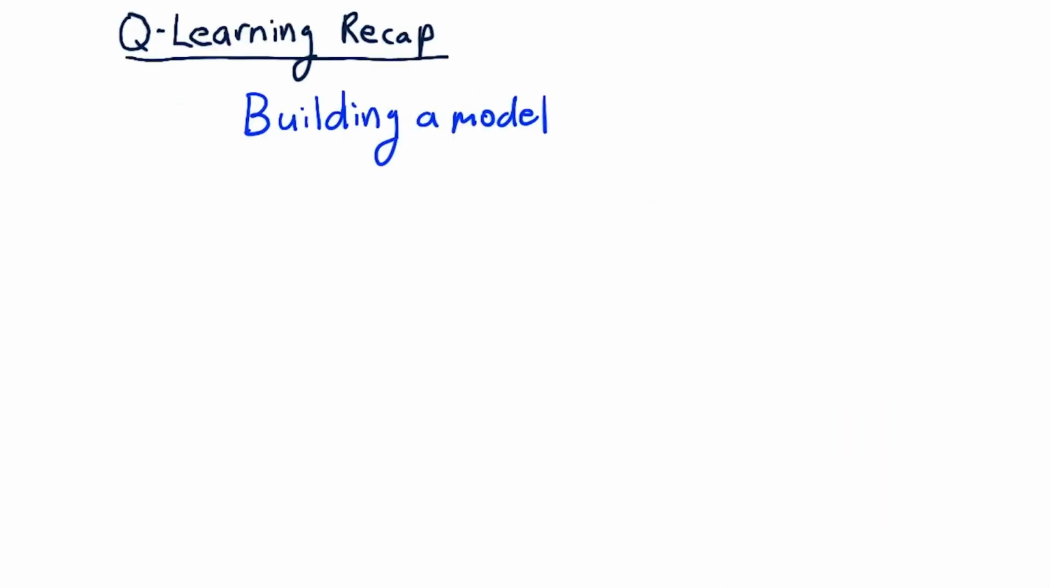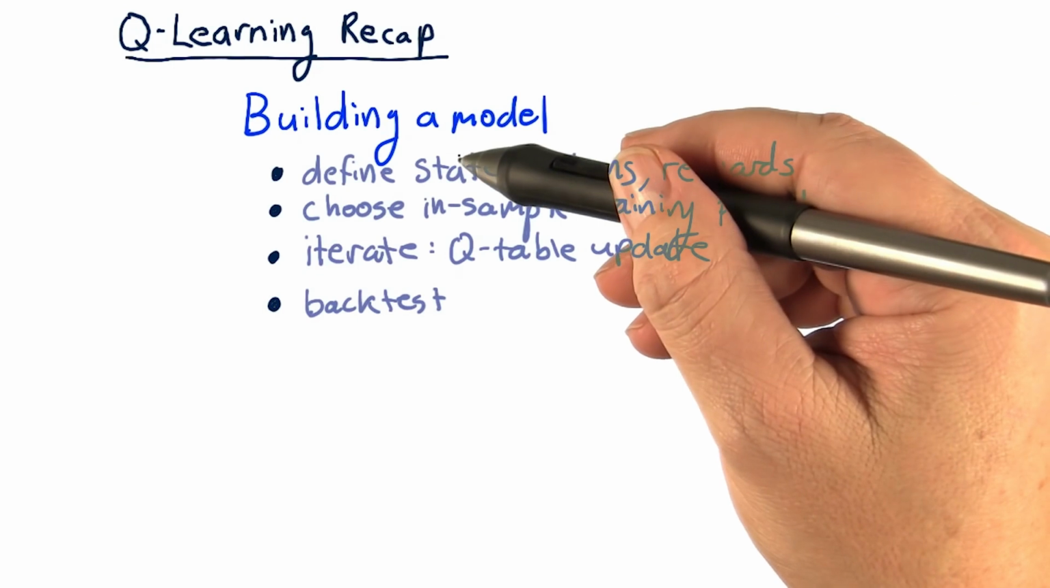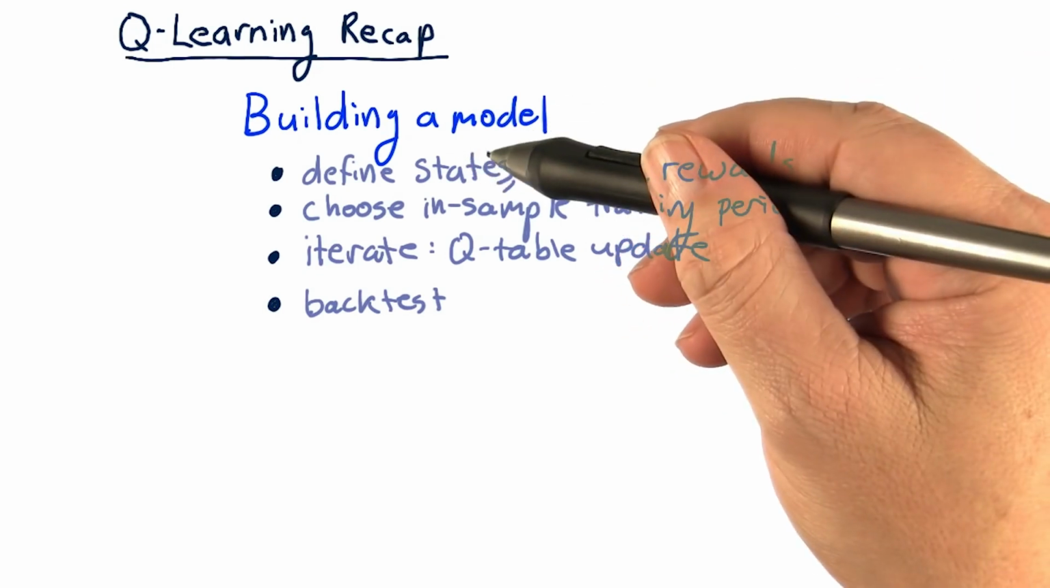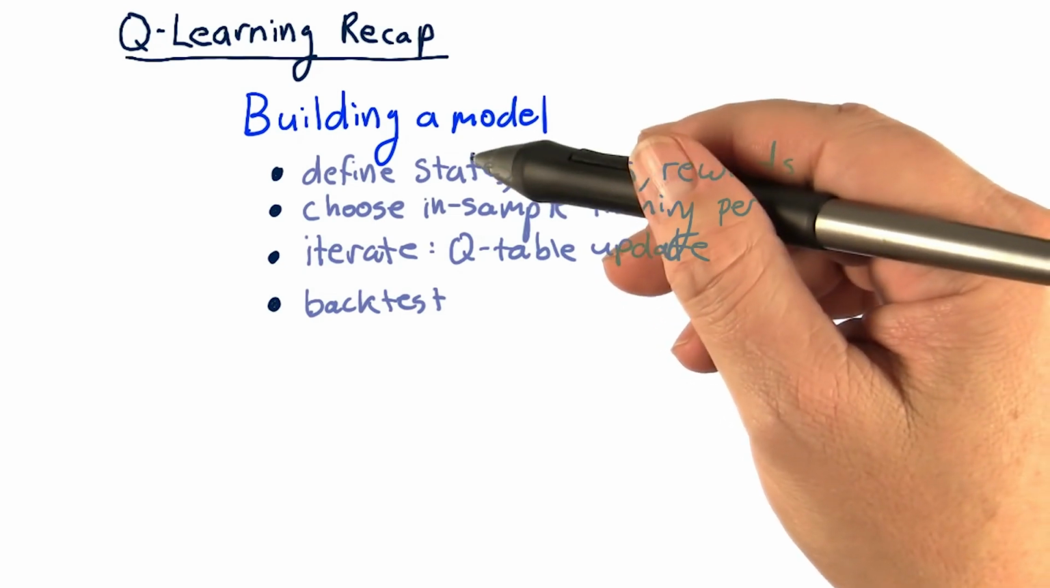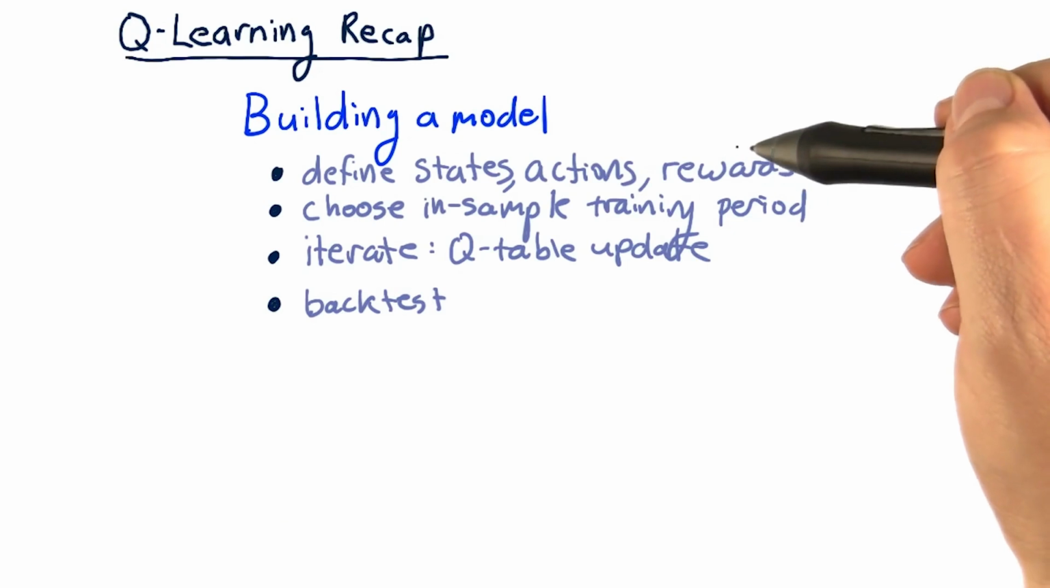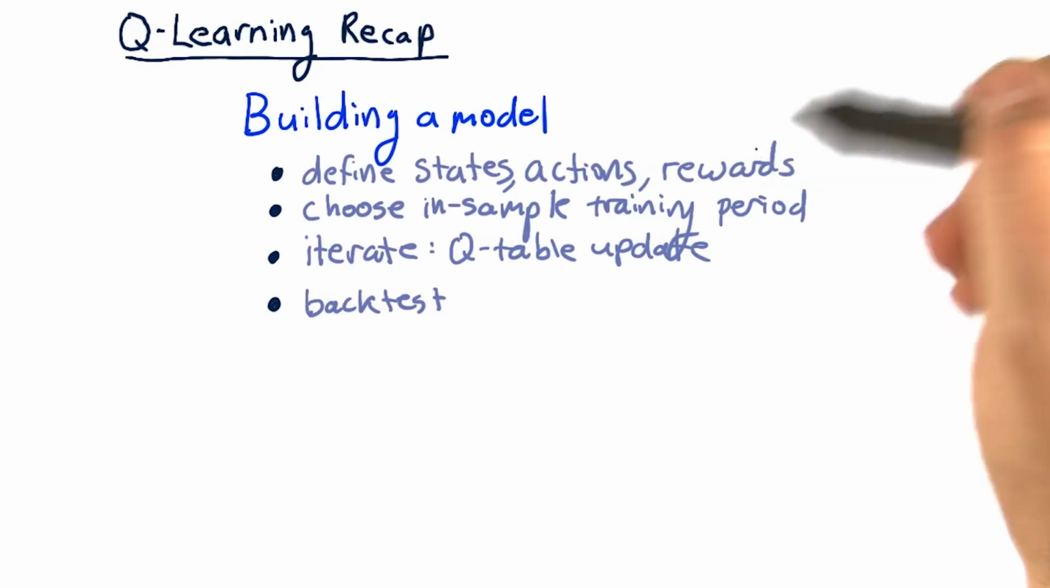Okay, let's recap what we've learned about Q-learning. First, let's consider what it takes to build a model. First step is define states, actions, and rewards. So states are combinations of our features, actions are buy, sell, do nothing, and rewards are some type of return.